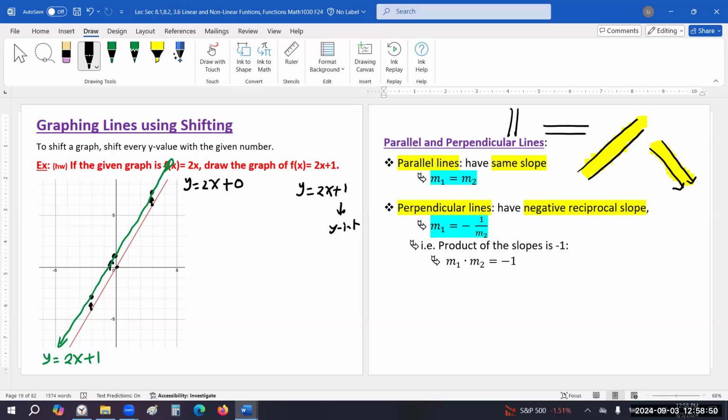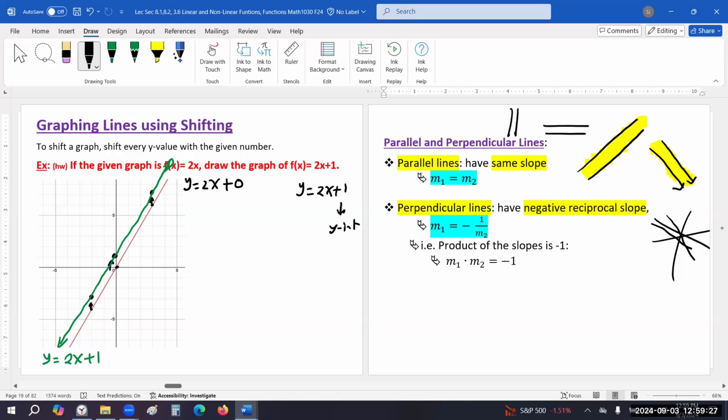So in order to guarantee that they're never going to meet, they're never going to intersect, we have to have the same steepness between them. That's why parallel lines, they have the same slope. If their slopes are different, they will meet some point somewhere and they will not be parallel anymore. Parallel lines have same slope.